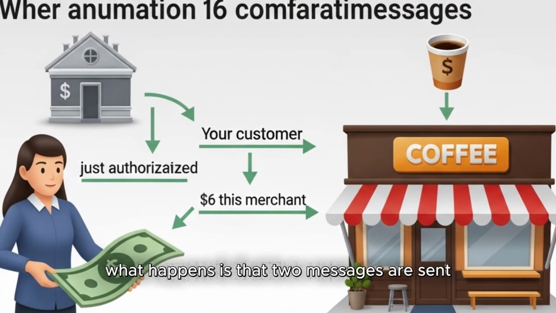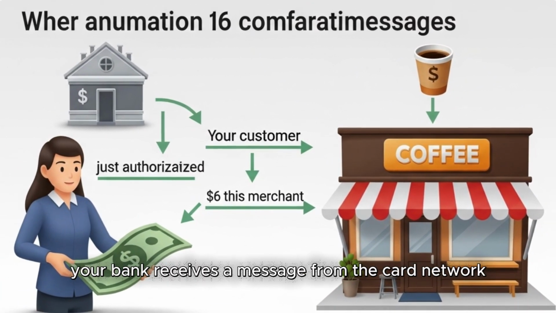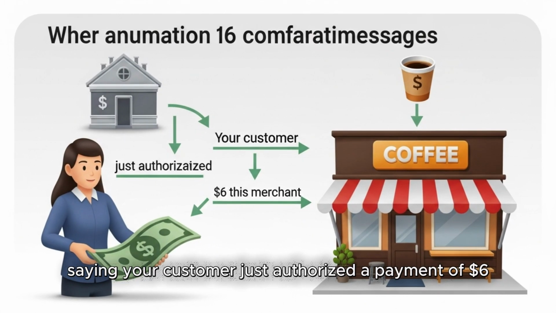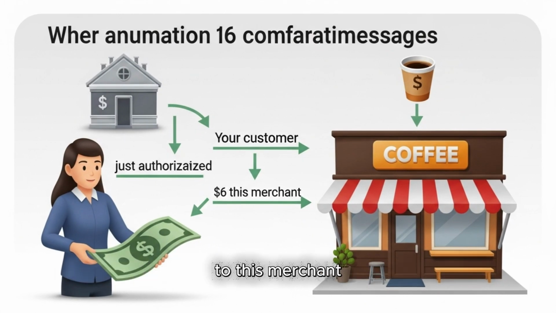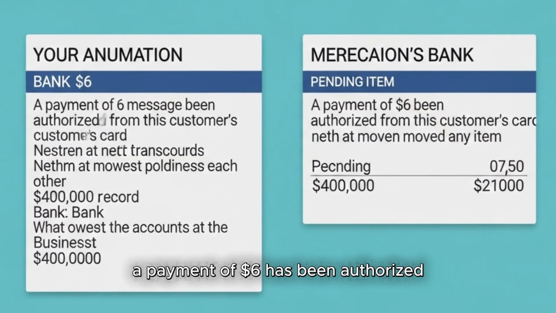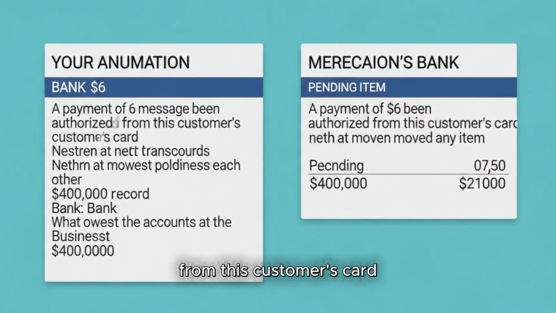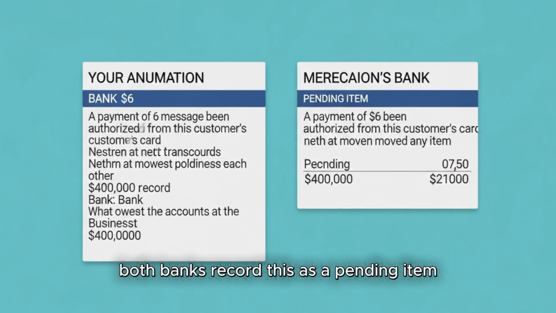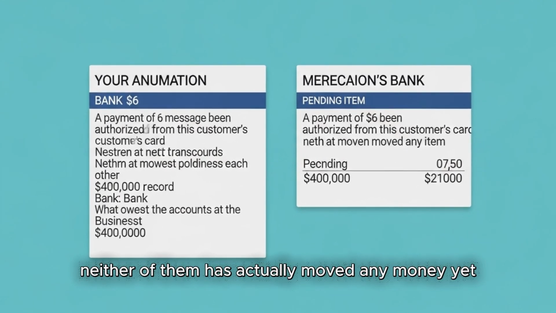What happens is that two messages are sent. Your bank receives a message from the card network saying your customer just authorized a payment of $6 to this merchant. The merchant's bank receives a message saying a payment of $6 has been authorized from this customer's card. Both banks record this as a pending item. Neither of them has actually moved any money yet.